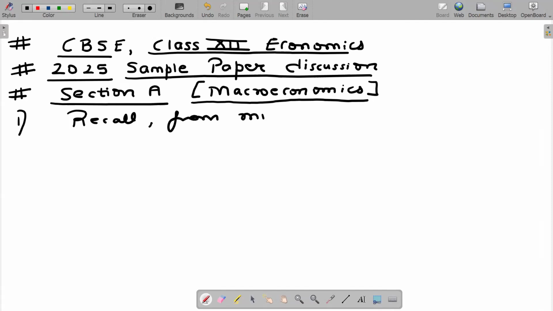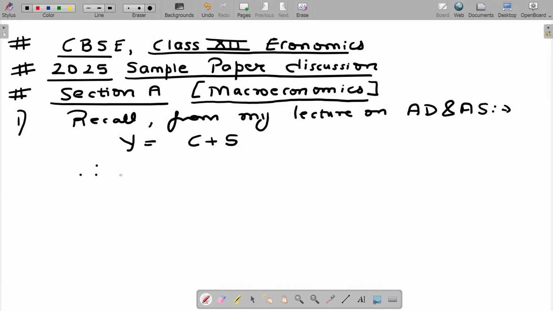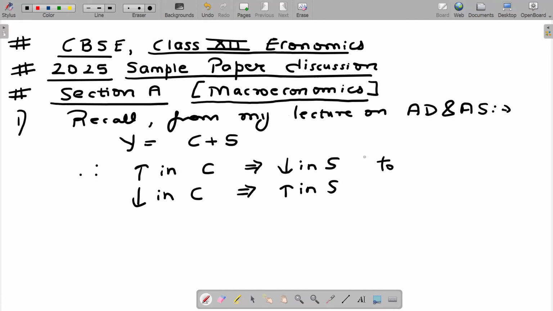Recall from my lectures on aggregate demand, AD, and aggregate supply, AS, that income is equal to consumption plus savings. Therefore, an increase in consumption will imply a fall in savings, and a fall in consumption will imply an increase in savings, to keep Y constant. In both these cases, if my income is constant, an increase in consumption will cause savings to fall and a fall in consumption will cause savings to rise.